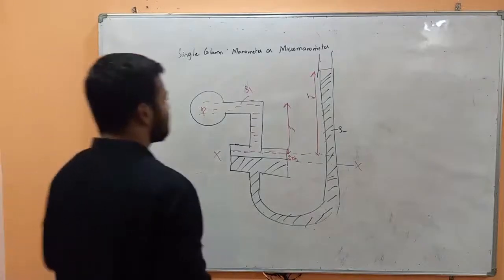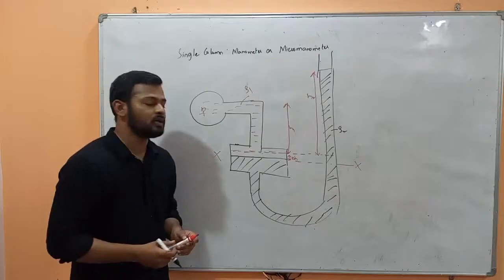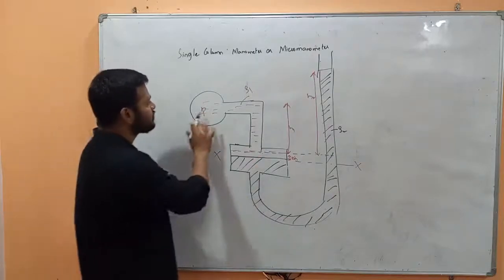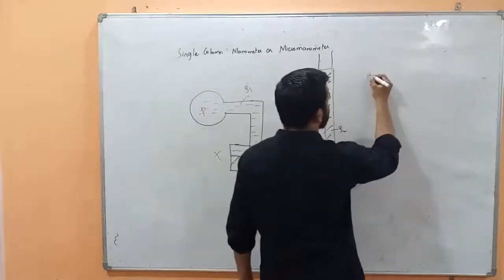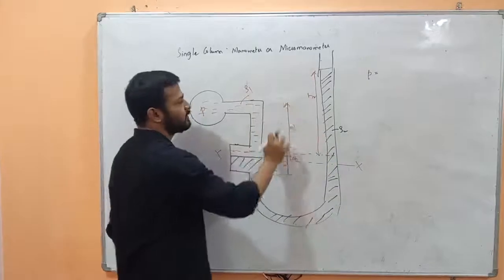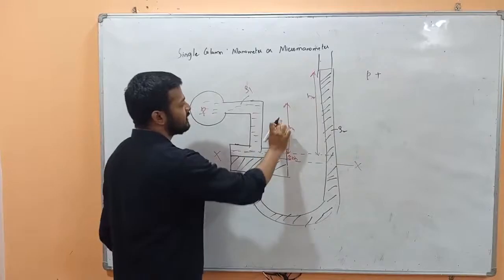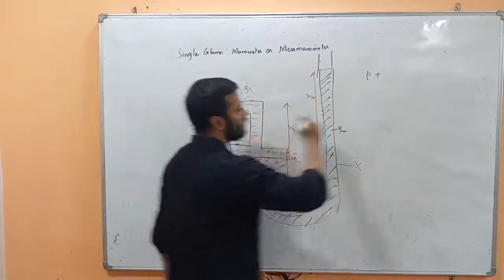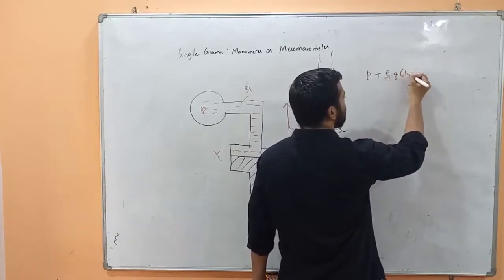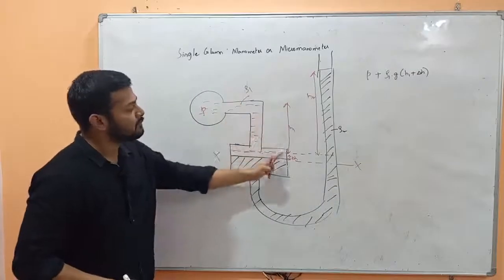So the principle is the same. We will be using the same principle, that is the balancing of pressure. Pressure on the left side is equal to pressure on the right side. On the left side we have the pressure inside the liquid of this pipe, P, plus this height, H1 plus delta H, and the density of this liquid is rho 1. So rho 1 into g into H1 plus delta H. The total height of this rho 1 liquid is H1 plus delta H.